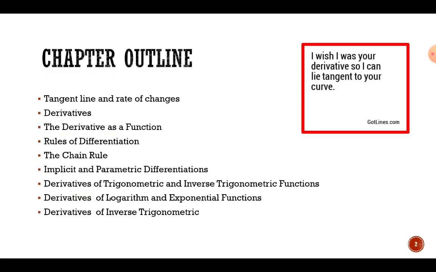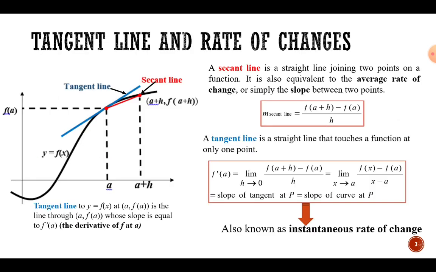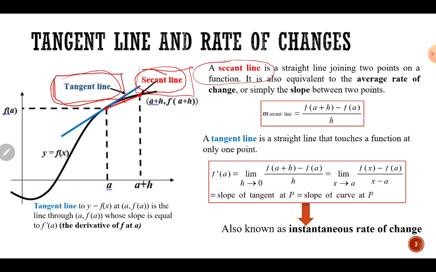So from my previous lecture, by now you should know what is meant by a secant line and how it differs from the tangent line. So ada dua types of line that you should know, and the rate of change or the slope of the secant line, ataupun dia sama juga dengan what we call the average rate of change, is given by this formula.